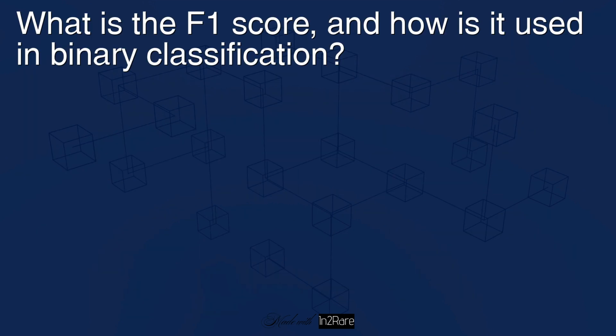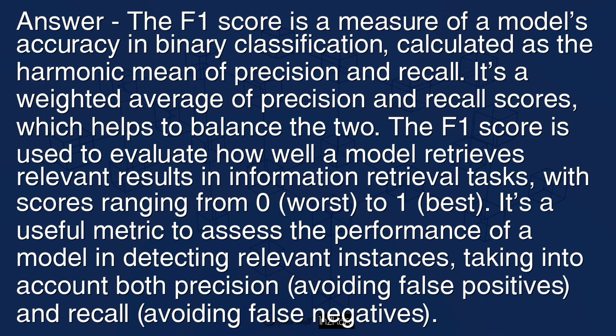What is the F-score and how is it used in binary classification? Answer: the F-score is a measure of a model's accuracy in binary classification, calculated as the harmonic mean of precision and recall. It's a weighted average of precision and recall scores, which helps to balance the two. The F-score is used to evaluate how well a model retrieves relevant results in information retrieval tasks, with scores ranging from 0 worst to 1 best. It's a useful metric to assess the performance of a model in detecting relevant instances, taking into account both precision, avoiding false positives, and recall, avoiding false negatives.